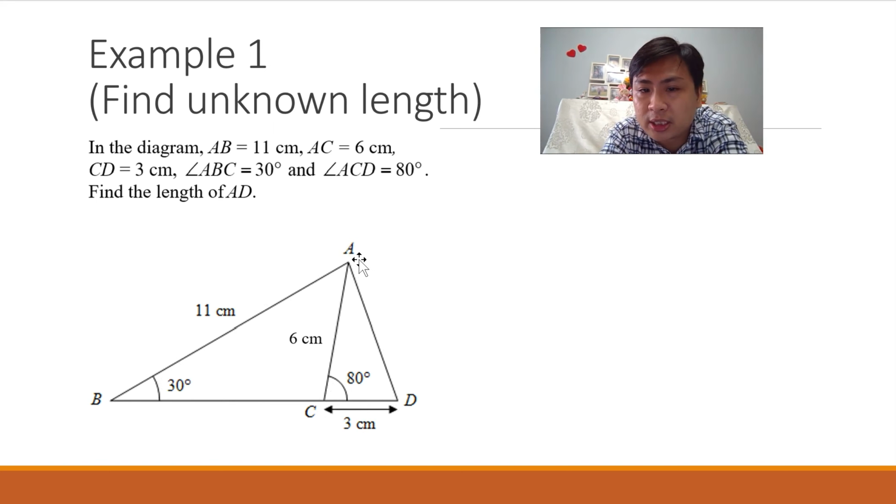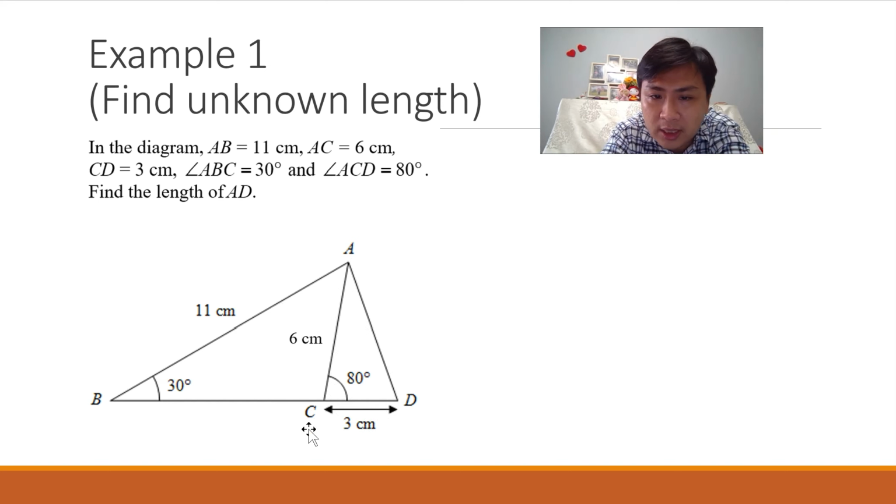So let's take a look at triangle ACD now. In triangle ACD, we are given AC, which is 6 cm. We're also given CD, which is 3 cm. So in this case, are we able to make use of cosine rule to find the unknown length AD? We are also given the included angle, which is 80 degree.